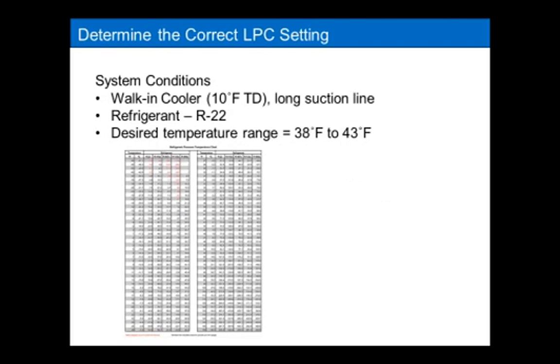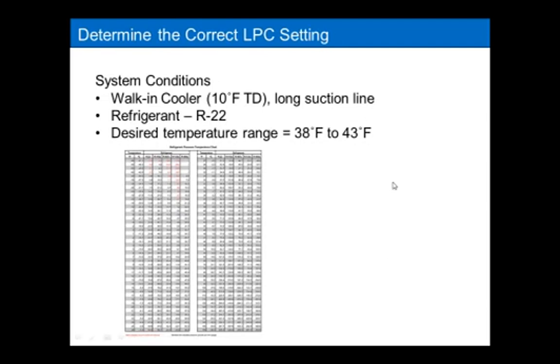So let's use another example, and this time we're going to say the suction line is long. We're going to factor in the pressure drop. So now we're going to use the same walk-in cooler, but I'm going to change the refrigerant on you. I'm going to use R22. And yes, they do use R22 for some medium temperature applications. It's not 100% popular, but it's out there. So R22 is a refrigerant that can be used for medium temperature systems.